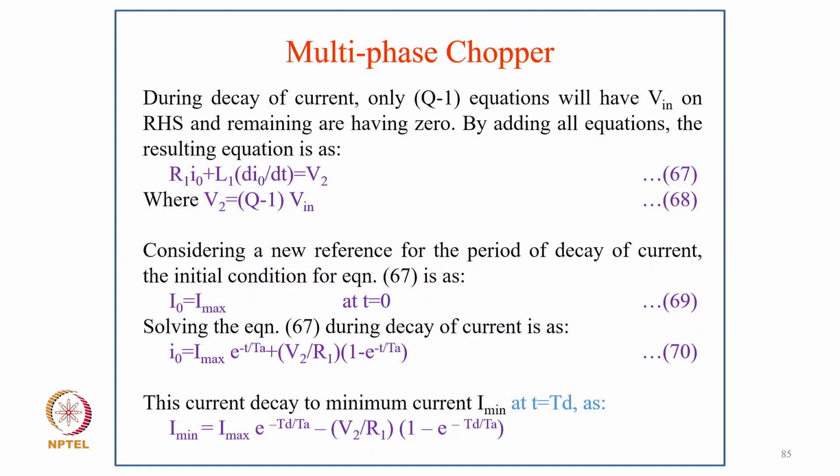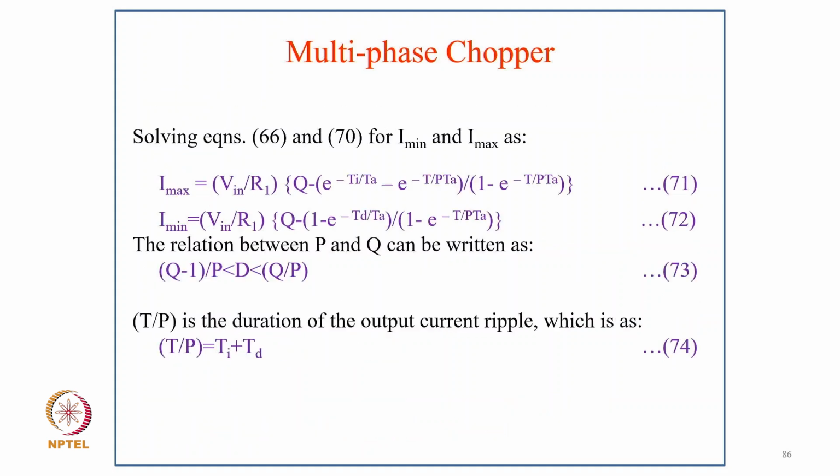So considering a new reference for the period of decay of current, the initial condition of this volt-ampere equation is I equal to Imax at T equal to 0. Solving the equation, for the decaying period the current is I equal to Imax e to the power minus T upon Ta plus V2 upon R1 times (1 minus e to the power minus T upon Ta). So this current decays to minimum current Imin at T equal to Td, and Imin equals Imax e to the power minus Td upon Ta plus V2 upon R1 times (1 minus e to the power minus Td upon Ta).